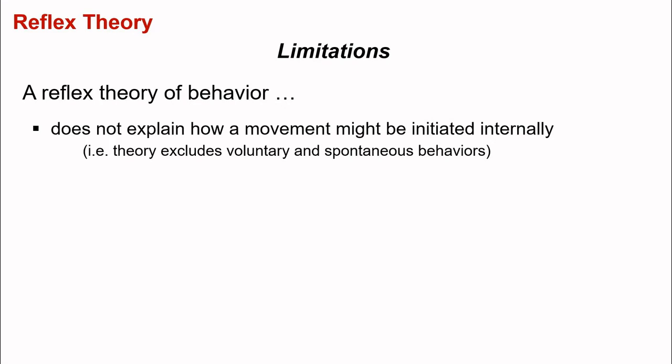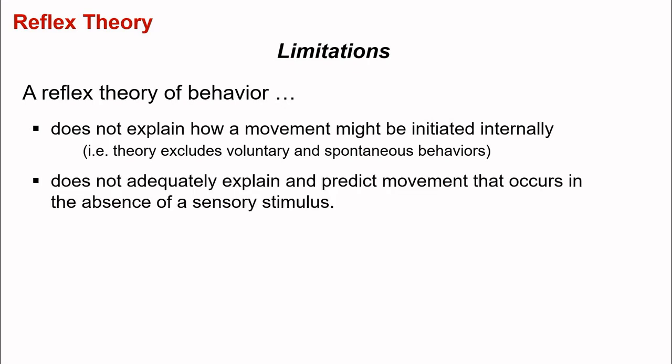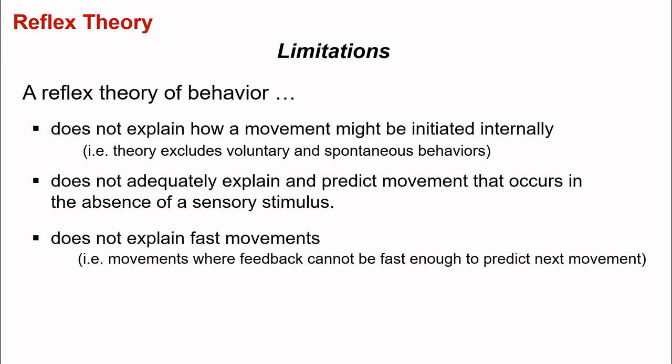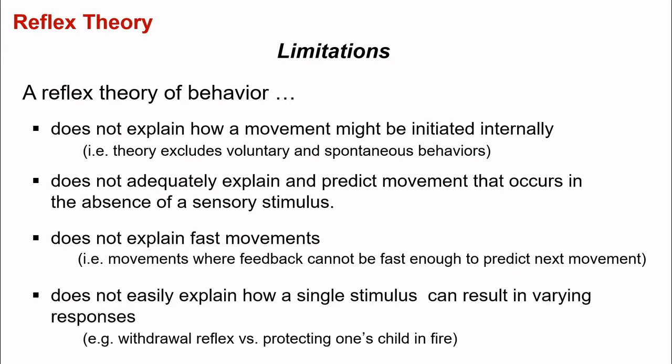Relatedly, the theory does not adequately explain and predict movements that occur in the absence of a sensory stimulus. Next, the reflex theory struggles to explain movements where sensory feedback could not possibly be fast enough. An example of this would be trying to account for a person's ability to touch type.